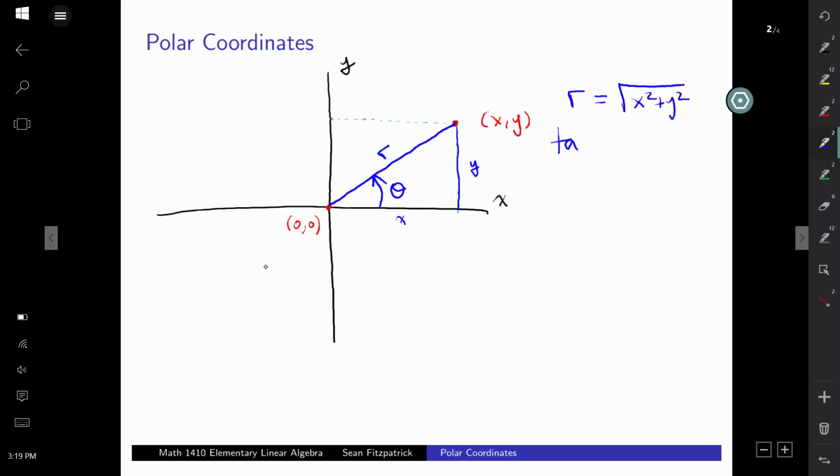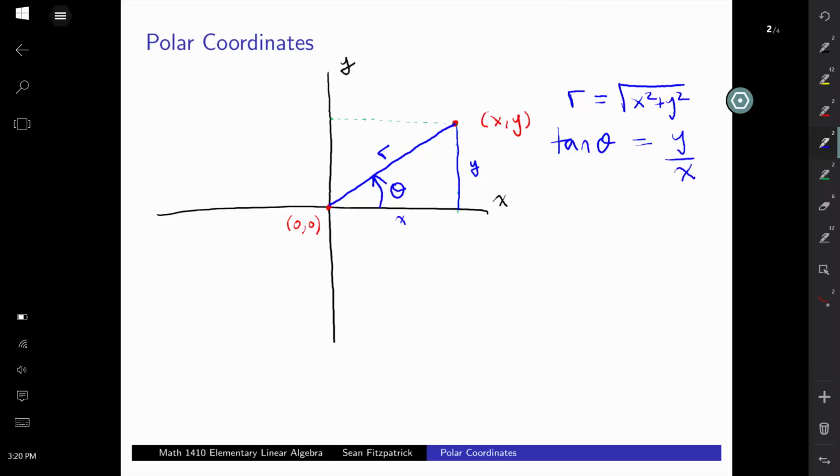You could say that tan theta is equal to y over x. And so your polar coordinates are these two numbers, r and theta, and this simply gives you another way of locating a point in space, right? If I know the value of theta, I know which direction I'm facing. If I know the value of r, I know how far I need to go, and this is going to let me get to the point that I'm interested in.